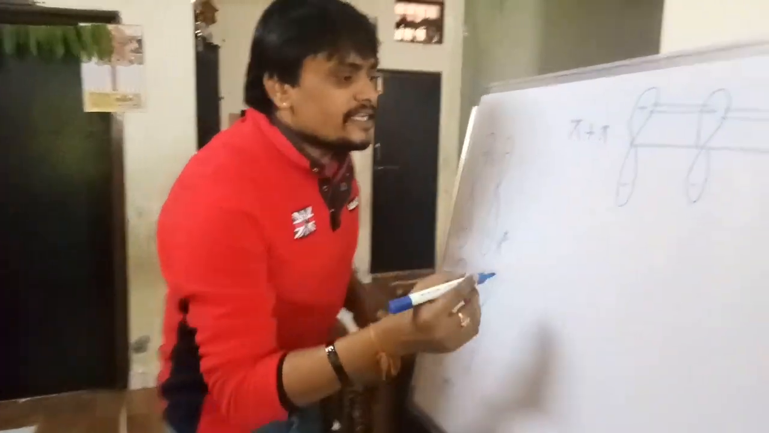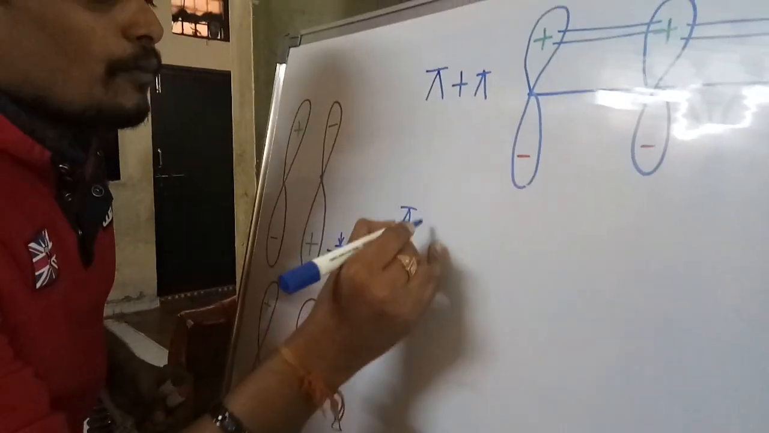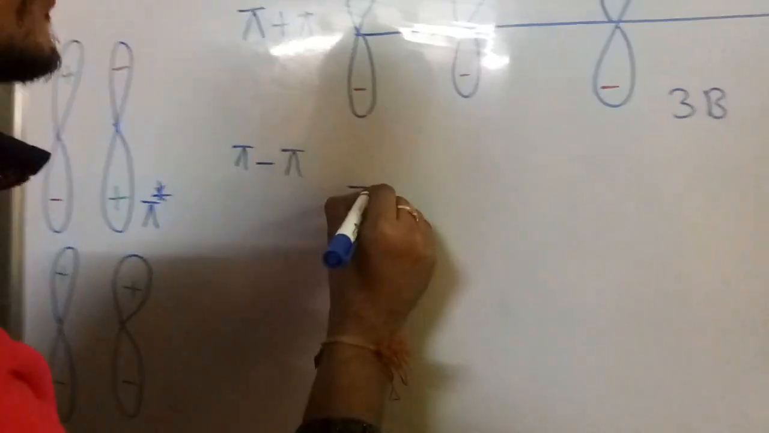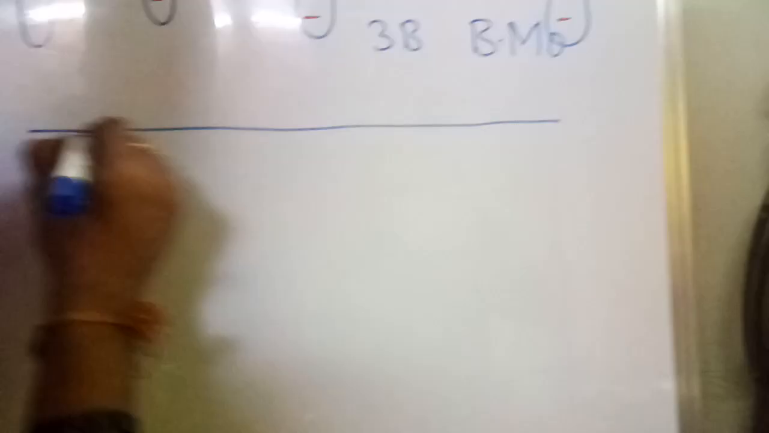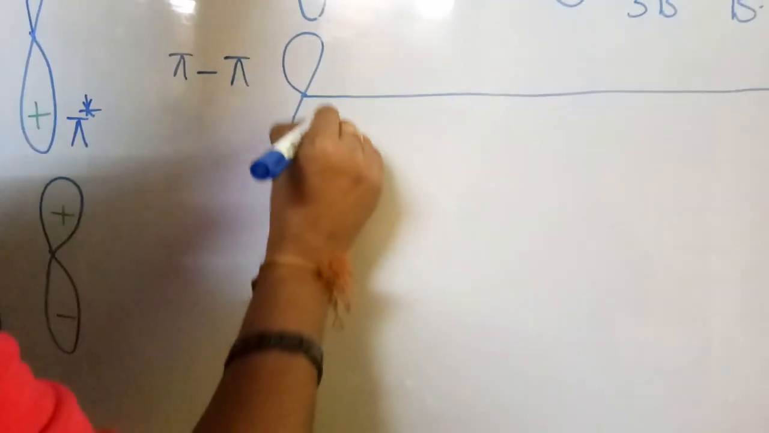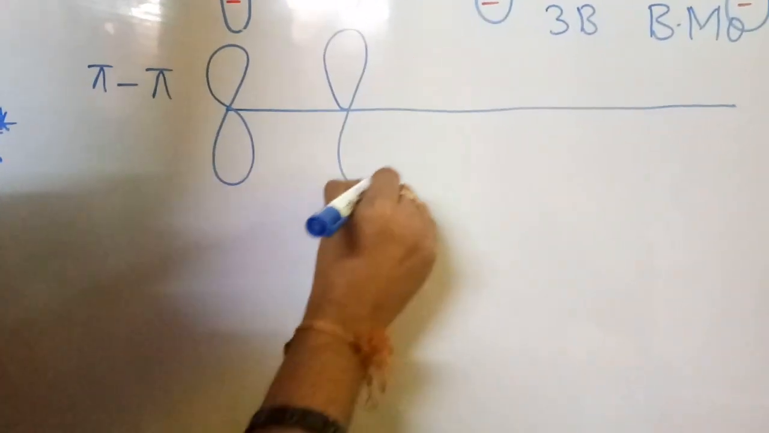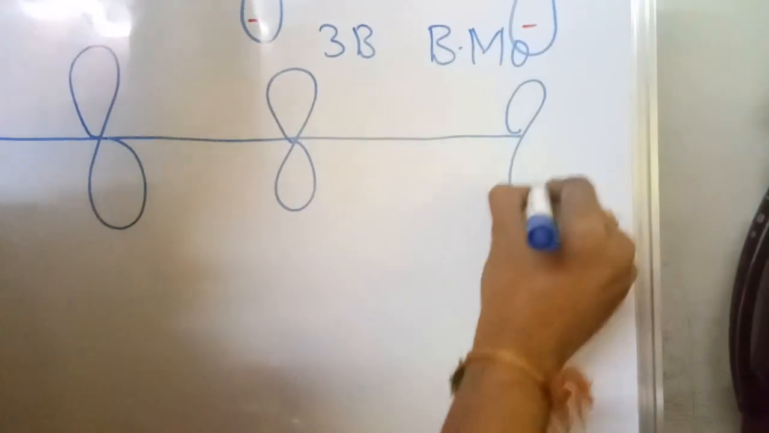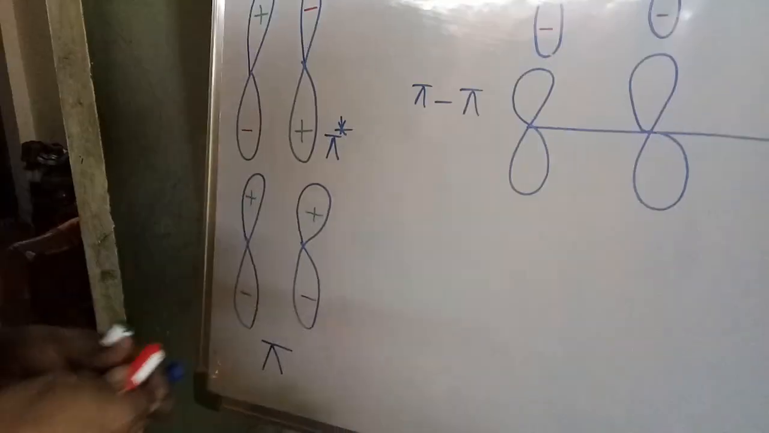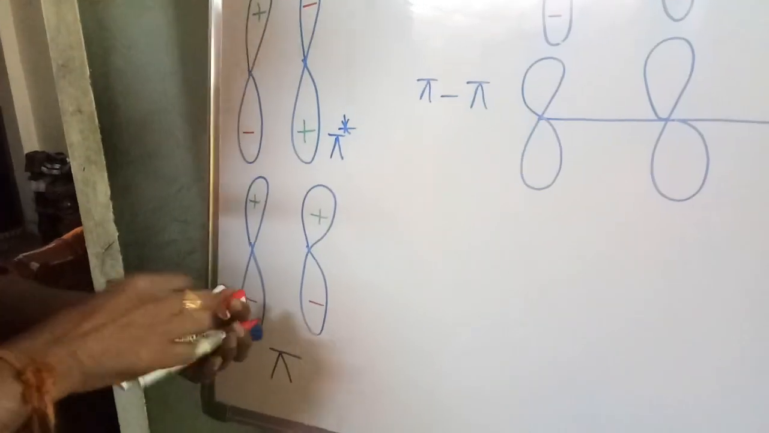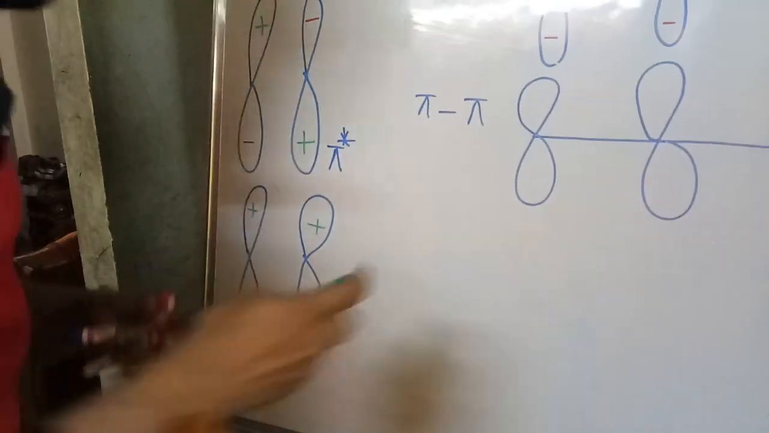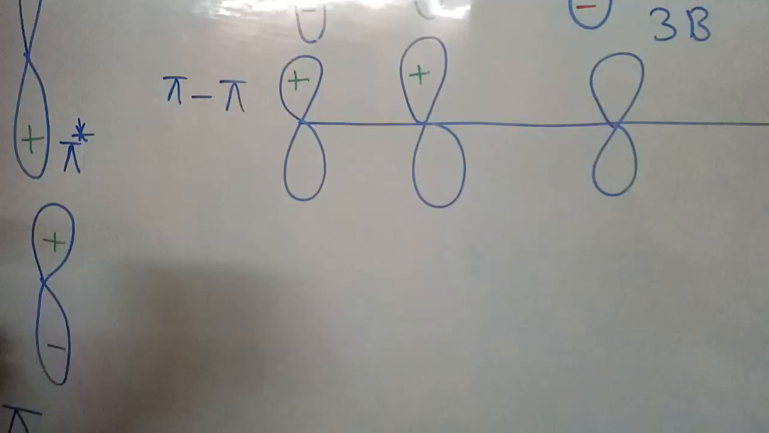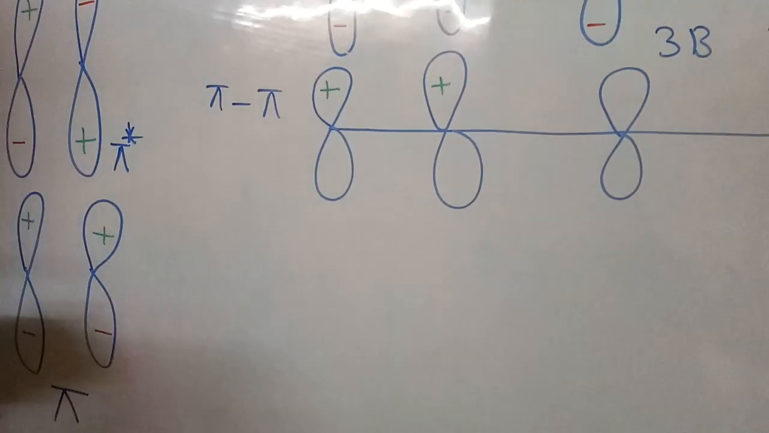What is the next combination? Pi with negative pi. These are the lobes we have to draw. Don't be confused. Now, what is pi? The top lobes are positive and the bottom lobes are negative.